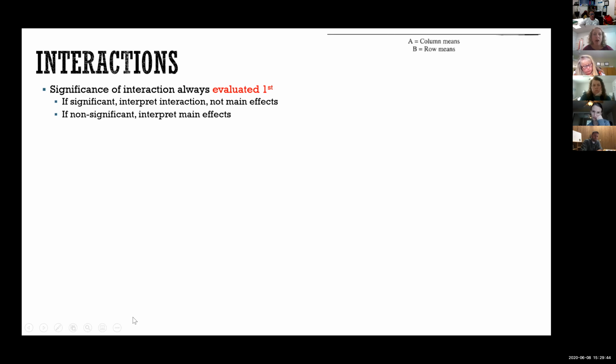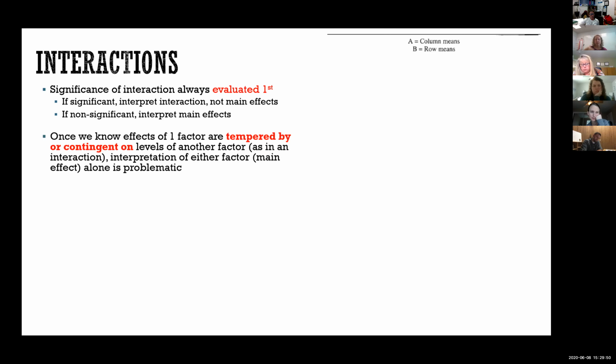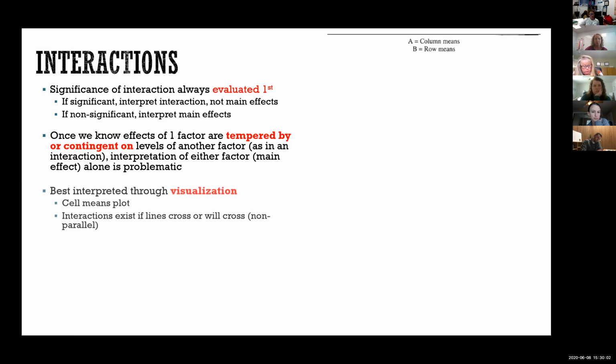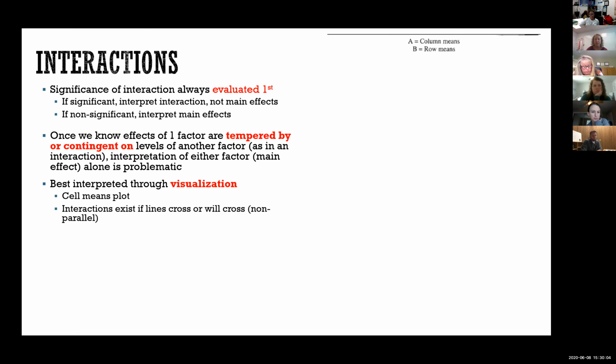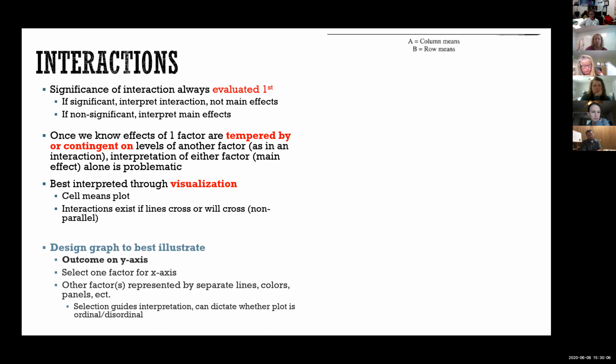So we always, again, look at the interaction first, and then based on that, we shouldn't look at the main effects. If there's an interaction, okay, if it's an ordinal small interaction, then maybe we can look at the main effects, but that would be the only situation. Visualizing with the means plot is the best thing you can do.